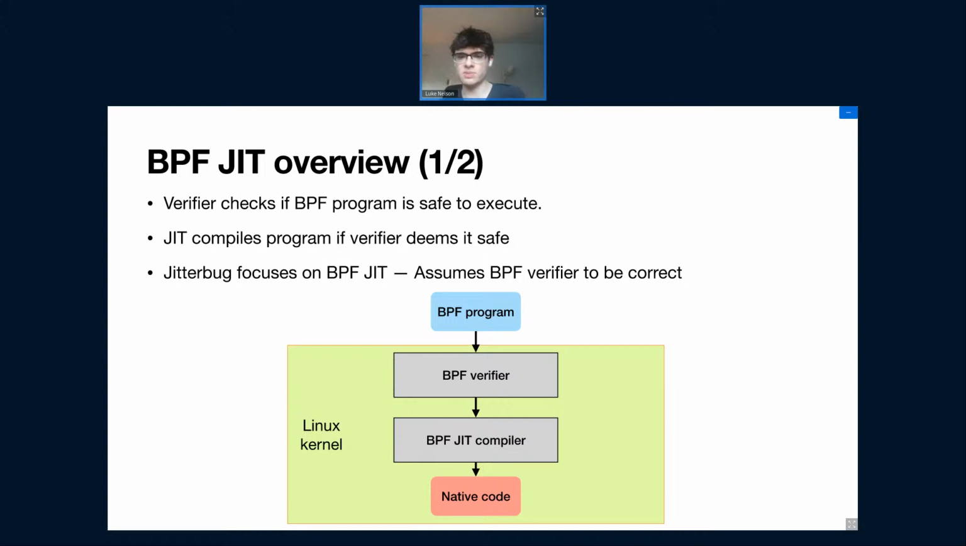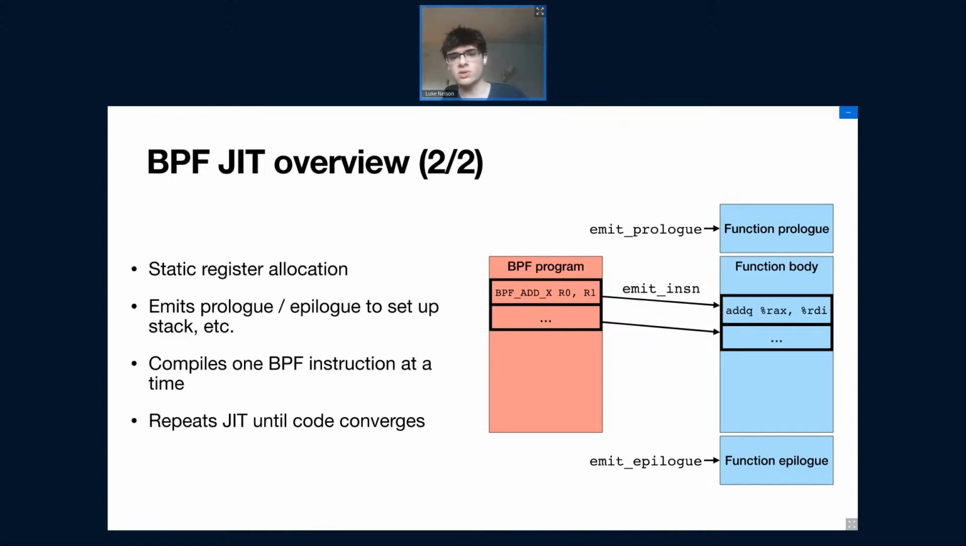So what exactly do these BPF JIT compilers look like? Well, you can think of a JIT compiler as consisting of roughly 3 parts that I've shown here on the right. First, the JIT has this emit prolog. That produces a native function prolog that can save the callee-saved registers and set up the BPF stack and do other initialization, things like that.